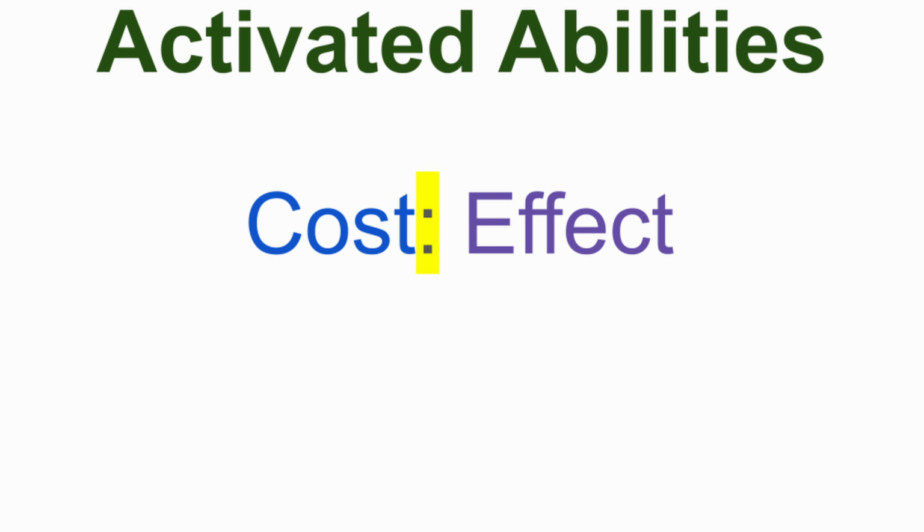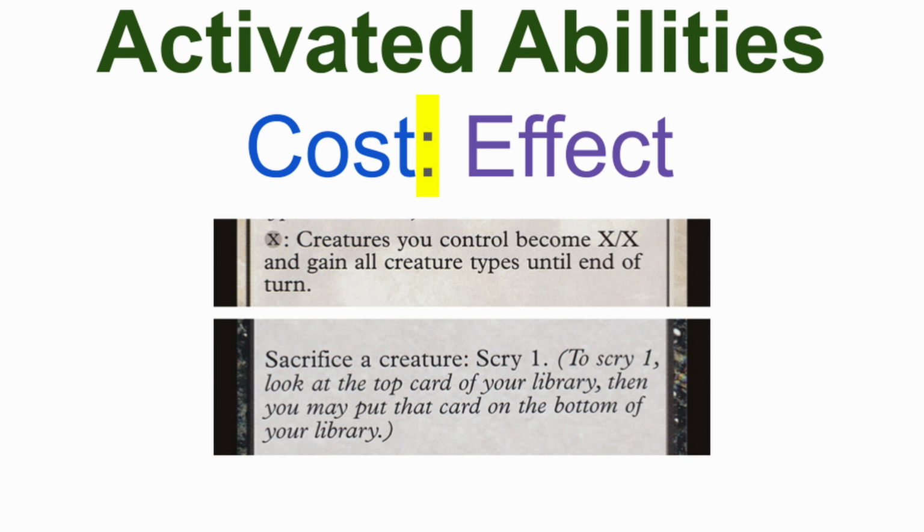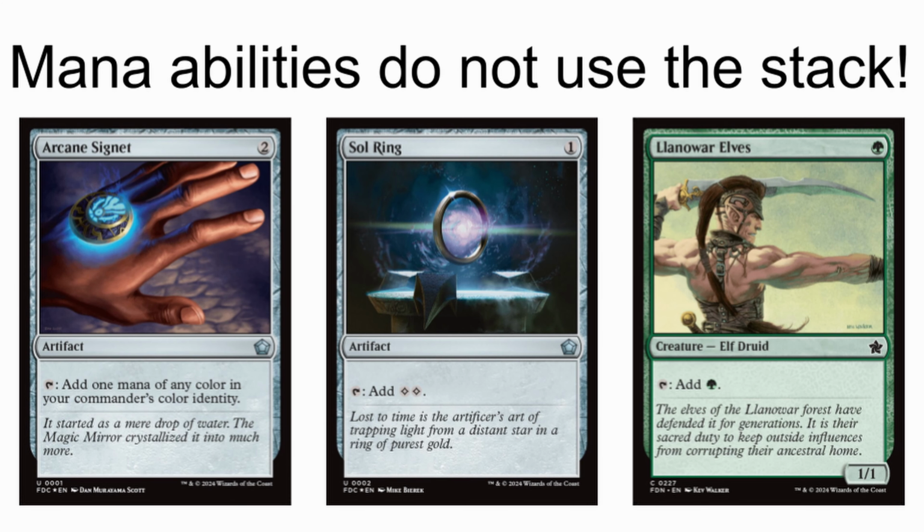Let's dive into more detail about each of these and start with activated abilities. Like I just mentioned, they have a colon that separates the cost and the effect. Everything before the colon is the cost. Costs can be mana, tap, sacrifice, discard, pay life, or any combination of things. Most activated abilities use the stack, with one important exception. Mana abilities, which are abilities that add mana and have no target, don't use the stack. They resolve immediately, and you keep priority.